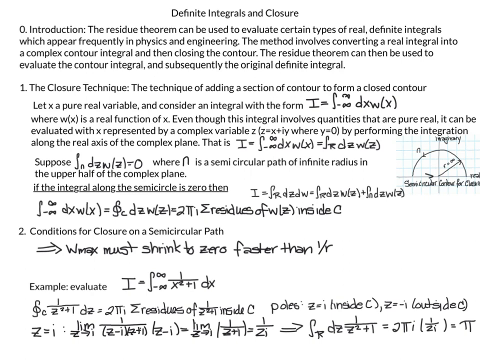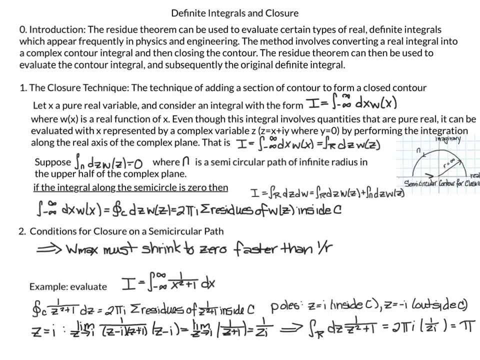We'll start with an introduction. The residue theorem can be used to evaluate certain types of real, definite integrals which appear frequently in physics and engineering. The method involves converting a real integral into a complex contour integral and then closing the contour. The residue theorem can then be used to evaluate the contour integral and subsequently the original definite integral. The closure technique is the technique of adding a section of contour to form a closed contour.